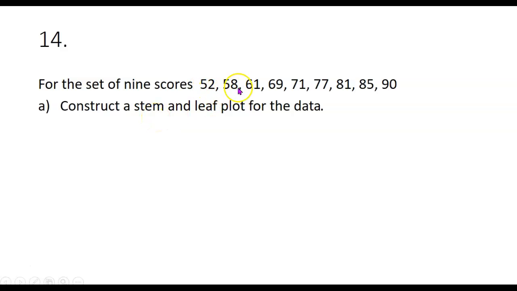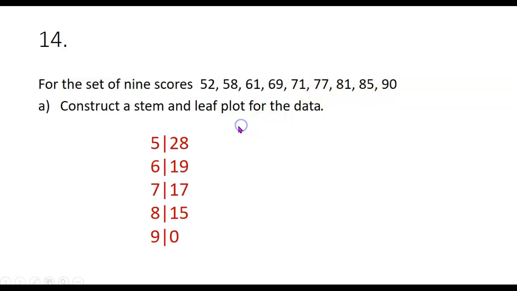The stem is made up of the first digits of the numbers, and then the leaves are the units digit. So the number 52 would have a 2 growing off the stem of the 5. Here's 58, 61, 69, 71, 77, 81, 85, and 90. And I've made them all the same size and lined them up. I did not put commas between them.